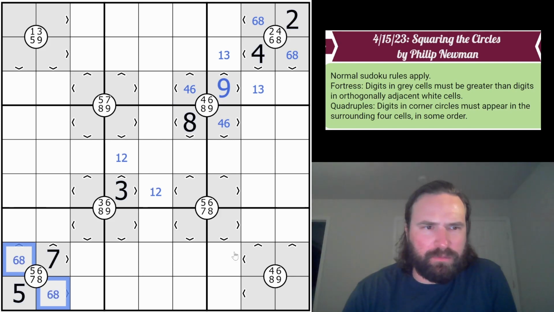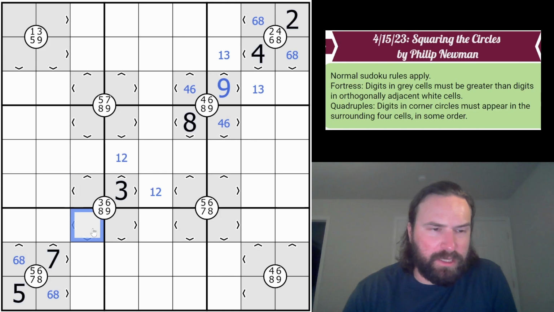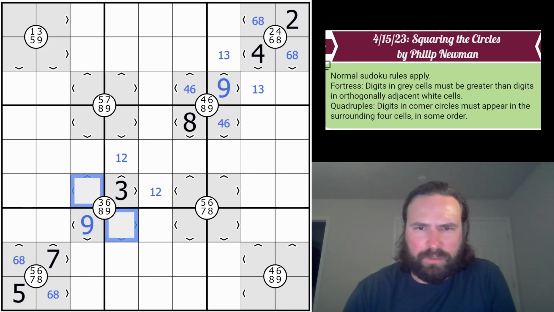Just doesn't seem like we have all that much information here. Okay, so 6 and 8 can't go here. So this has to be a 9 again. Okay, and then these are 6 and 8. Okay, a lot of 6s and 8s popping up.